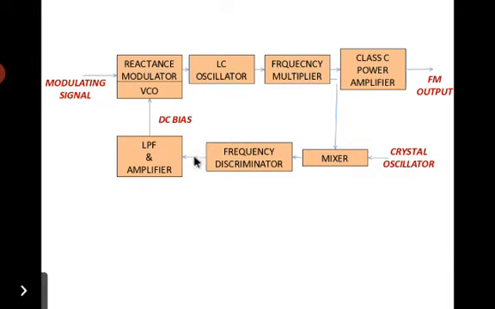Now, this will be an error signal. The amplified error signal of proper polarity is applied to the VCO in the reactance modulator. And this section corrects the transmitter frequency to the assigned value. And this makes the FM transmitter more efficient in the direct method.